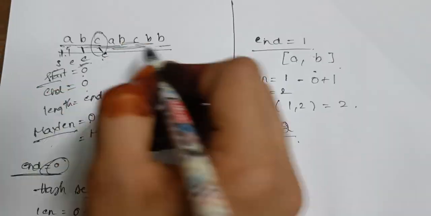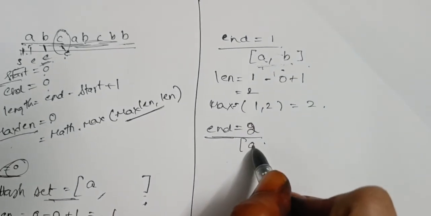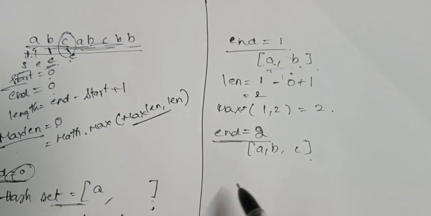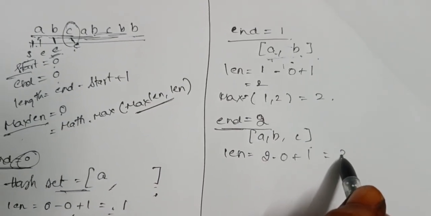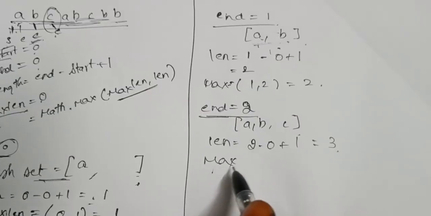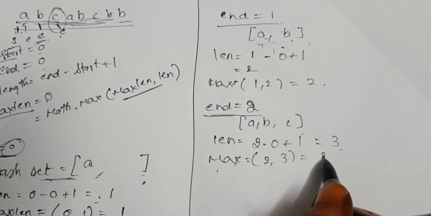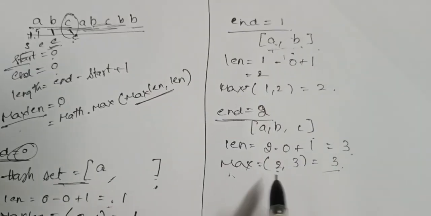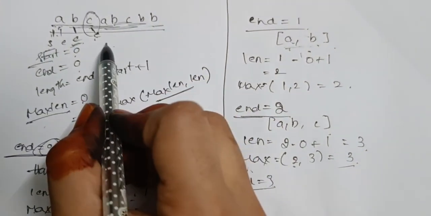Now my end is here. C is also not present in my hash set, so I'm going to add it: A, B, C. Then my length again changes: 2 minus 0 plus 1, which is 3. And my max length also changes with Math.max of 2 and 3, which is 3. Now my end has incremented to 3, which is A here.